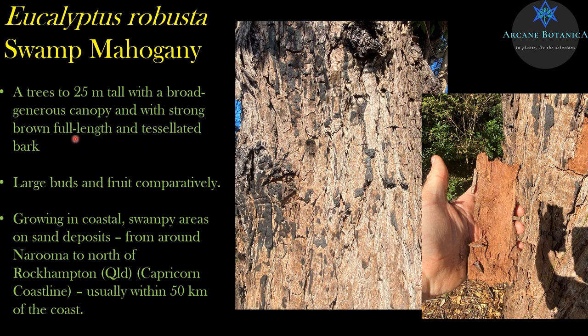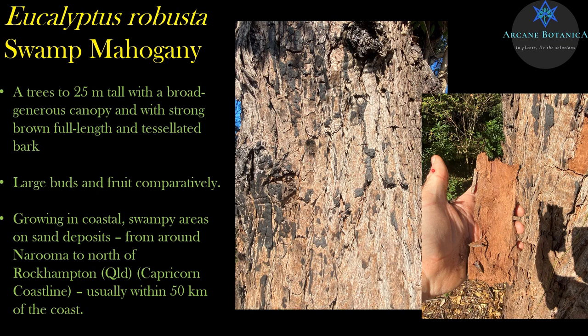It has a strong brown full-length bark, not a part bark like botryoides. And it's very strongly tessellated, which means it's in a jigsaw of roughly polygonal rectangular pieces. That's what we're calling tessellated, like a tessellated pavement. Grows in coastal swampy areas on sand deposits from around Narooma to north of Rockhampton, Capricorn coastline, usually within 50 kilometres of the coast, so it doesn't get too far inland.